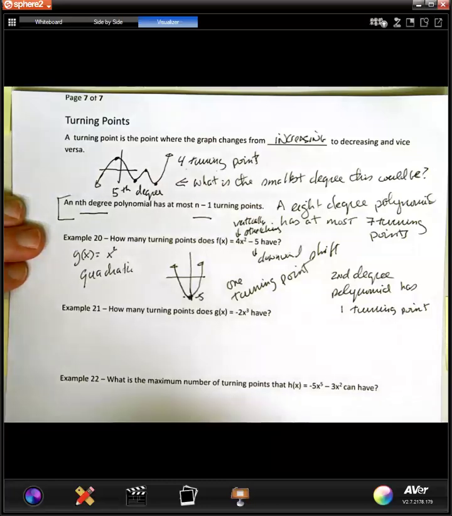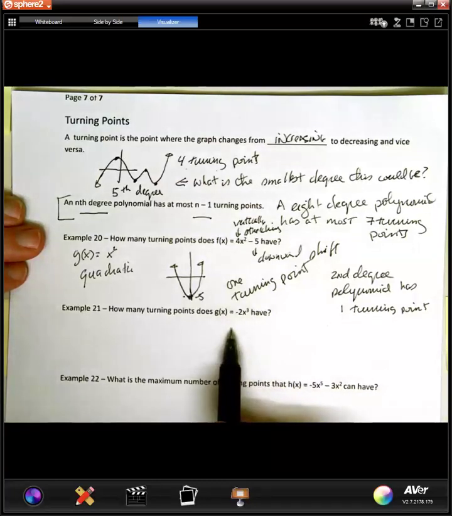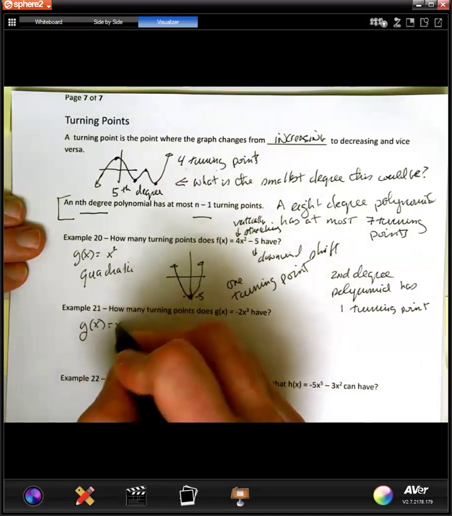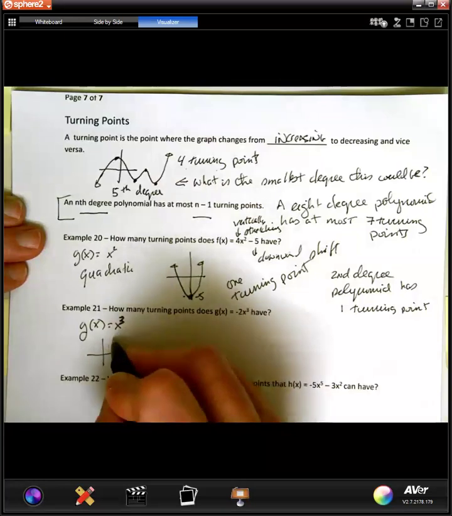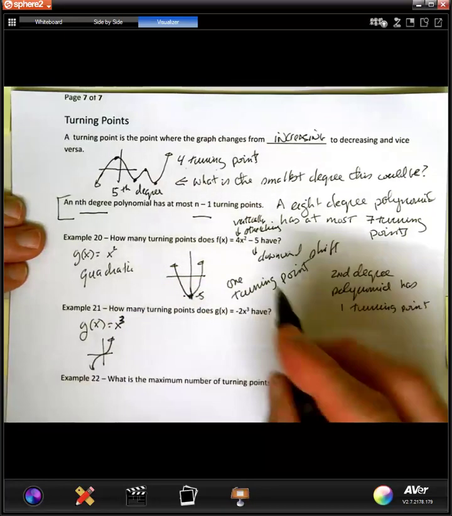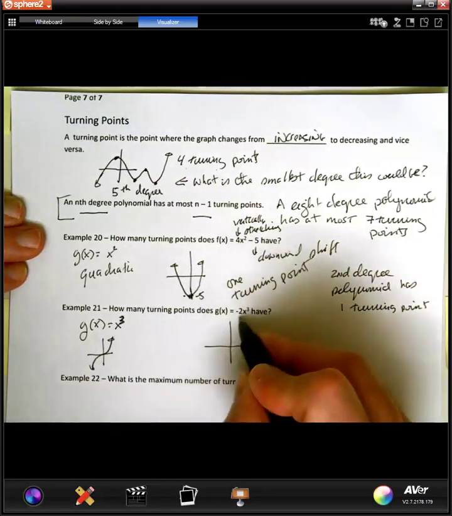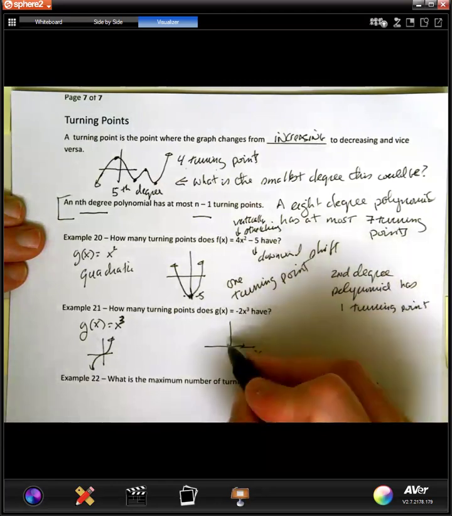So for example, how many turning points does this one have? And it's a cubic. So notice again, the basic function g of x is x cubed. And remember what this one looks like. It's one of the ones that you're supposed to remember. This one looks like this. And what does this one do? Well, this one is the same, but it's been vertically stretched and flipped across the x-axis. So when I graph this, it's going to be tighter, but flipped the other direction.